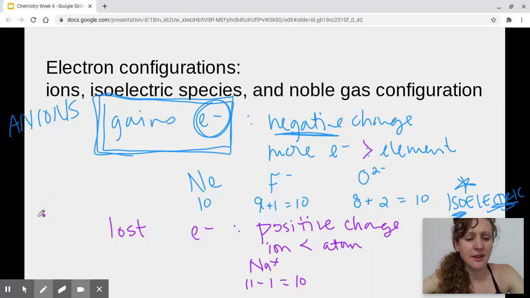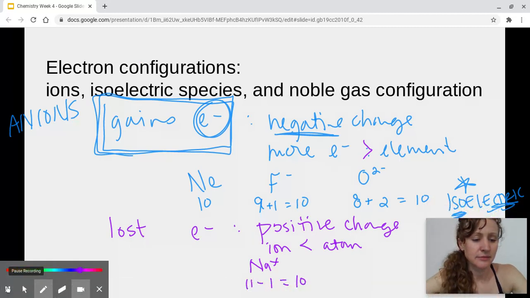And then let me give you an example that is not going to be isoelectric with neon. Notice that Na plus will also end up with 10 electrons and be isoelectric with neon.